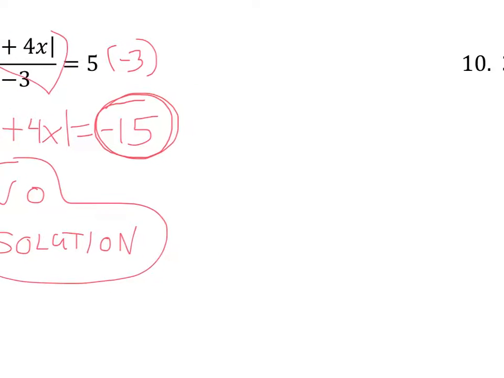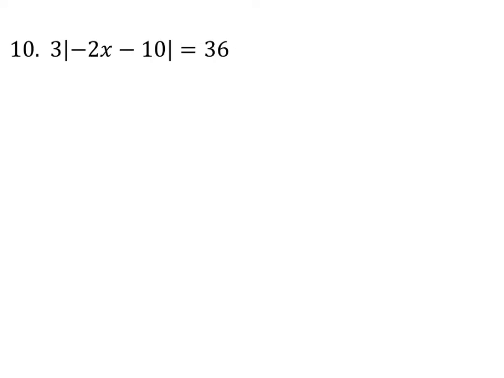All right, let's move over to 10. Number 10. Again, what we're focusing on is this negative 2x minus 10. I want to get that by itself because it's in the absolute value bars. So the question is, how do we get rid of this 3? Well, if you look, this is really 3 times the quantity in the absolute value bar. So the opposite of multiplying is dividing. So I'm going to divide both sides by 3. I'm going to divide this whole left side by 3. Cancels out with this. So I have the absolute value of negative 2x minus 10 completely by itself.